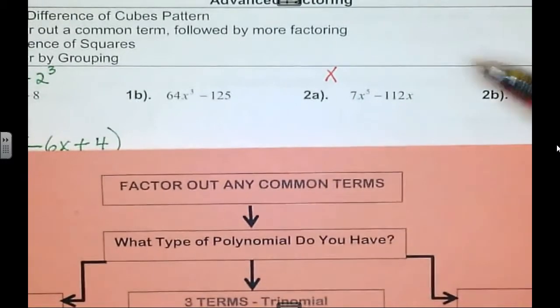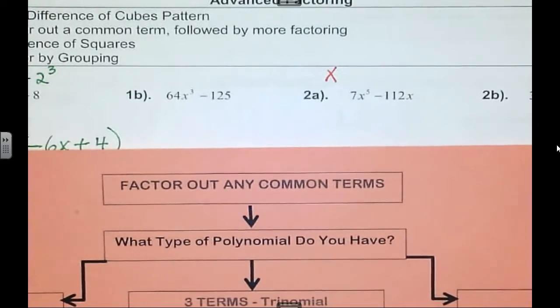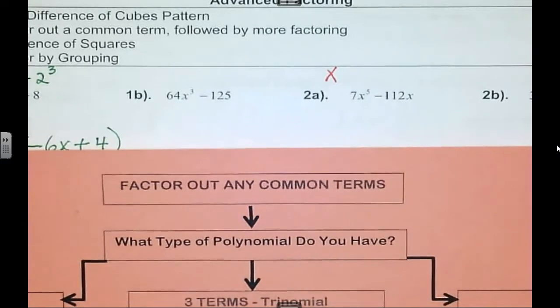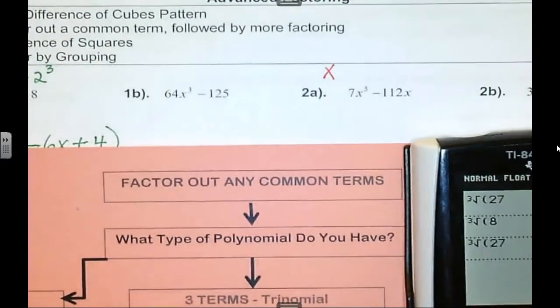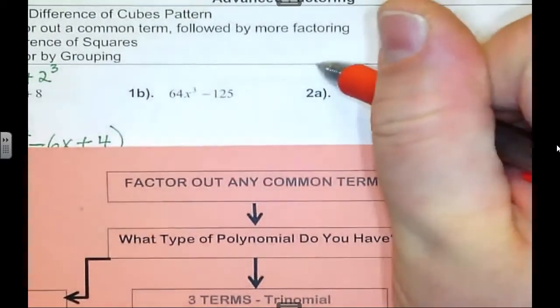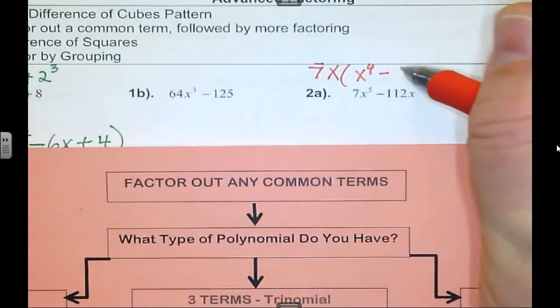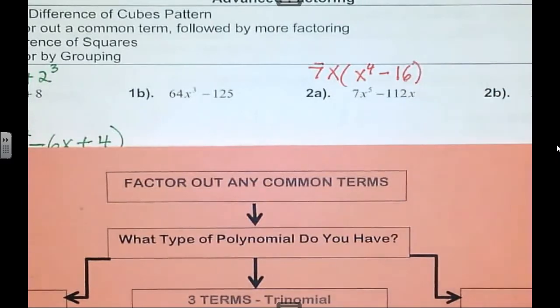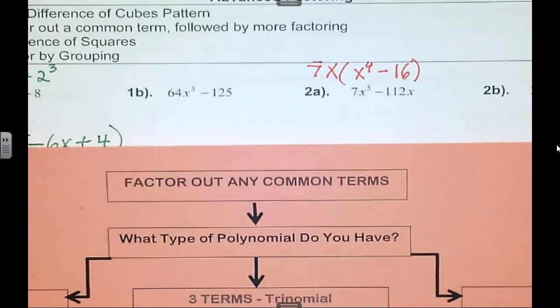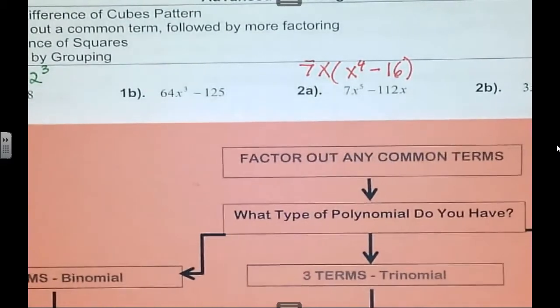Okay. Now I'm looking at the 7 and the 112. I'm not that good with my multiplication tables, but I'm going to give it a shot. I'm going to take 112 and divide it by 7 in my calculator. See what happens. I get 16. How about that? So if I factor out a 7, I get x to the 4th minus 16, right? Because I'm taking off that x. All right. Anything else I can factor out? No.